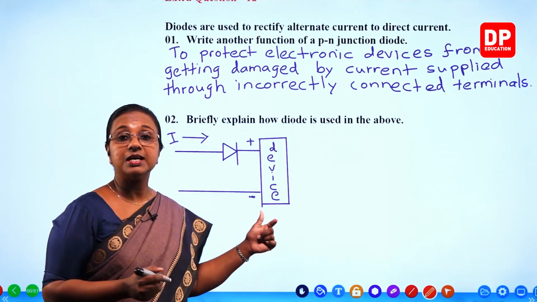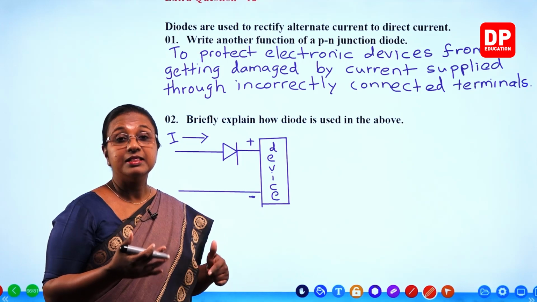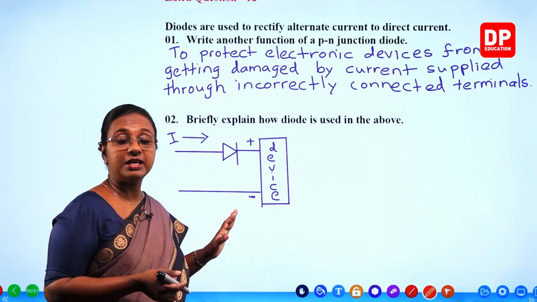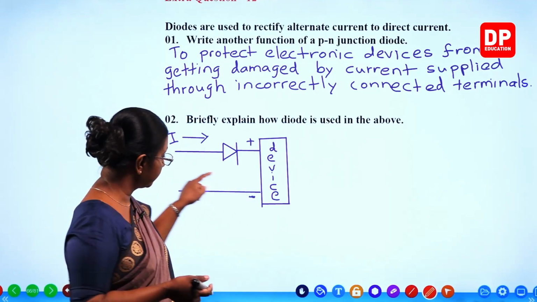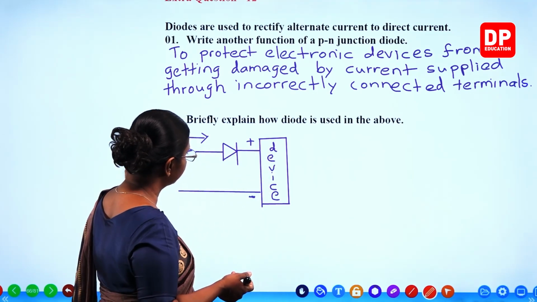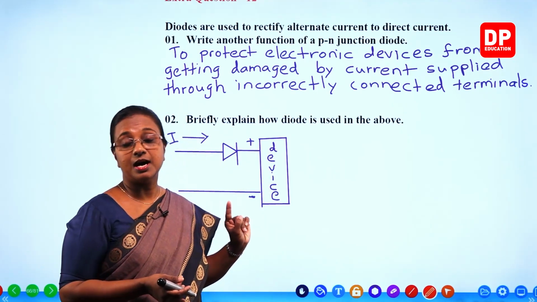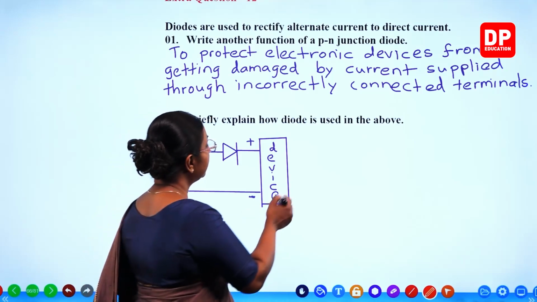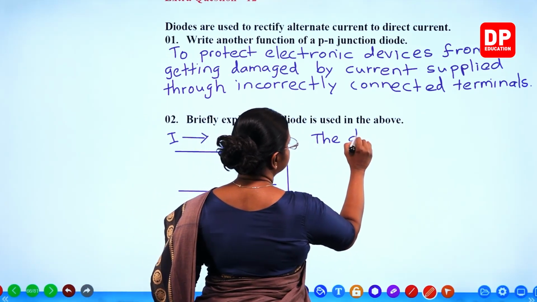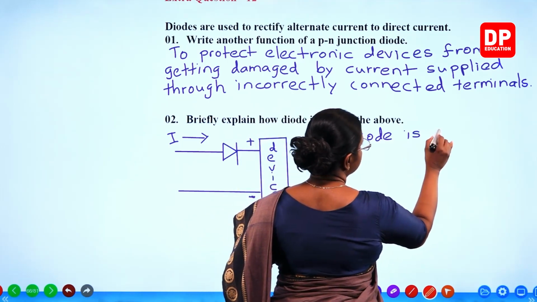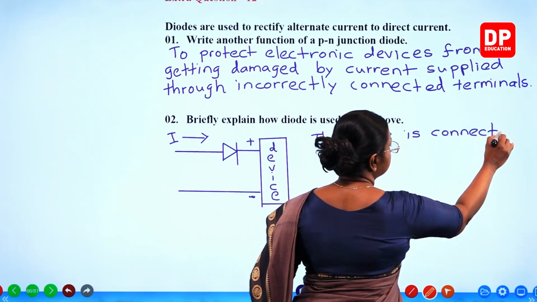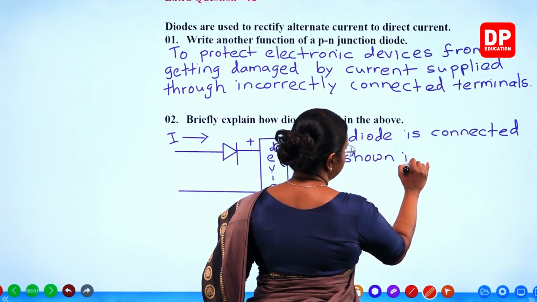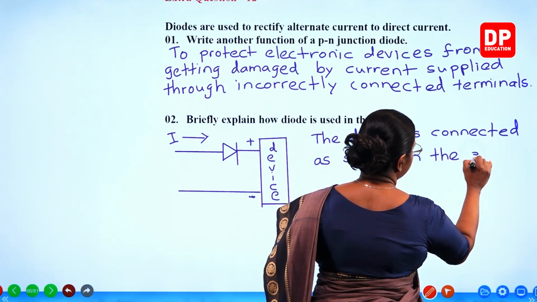Now if the terminals are connected in an incorrect manner, then what will happen? Current has to flow this way. But this particular diode here will prevent the flow of current because current has to go through the device and come out this way. That will not be allowed by the diode. So because of that, the device will be protected. So here we can say the diode is connected as shown in the diagram.